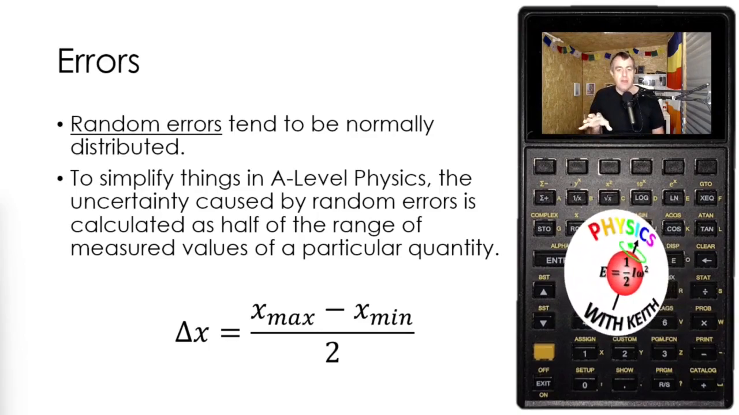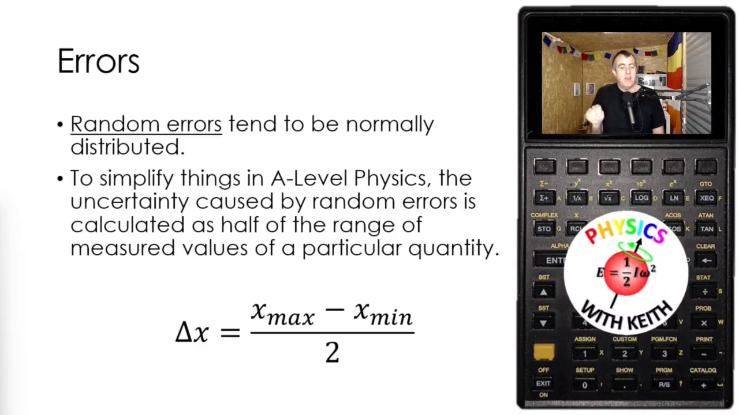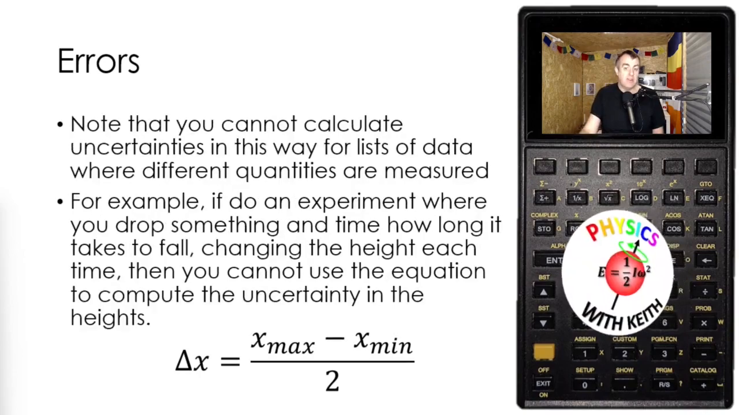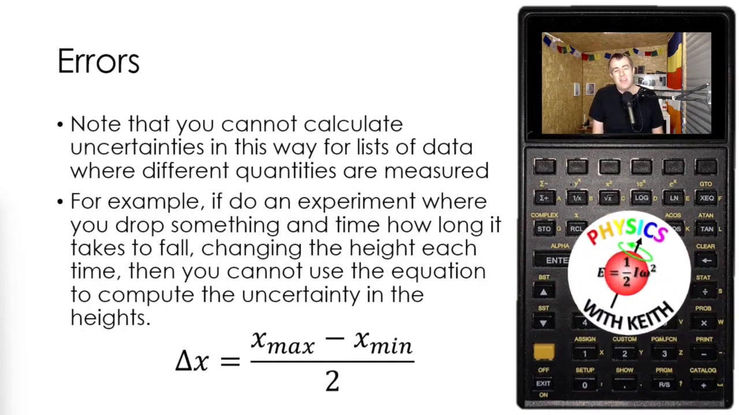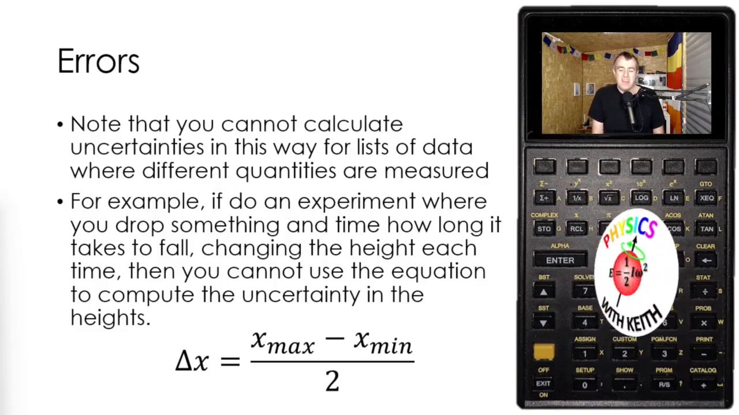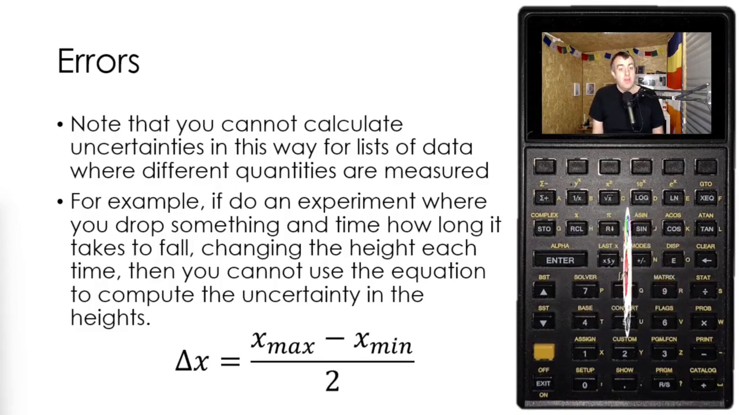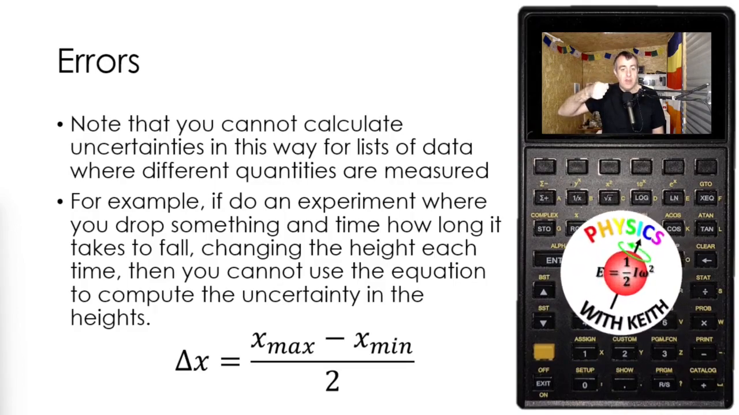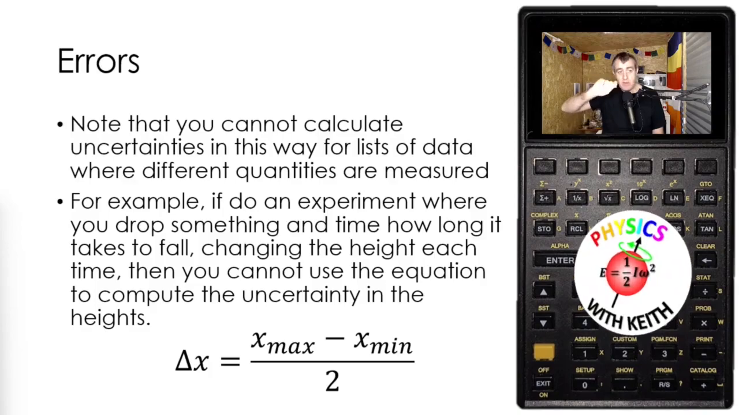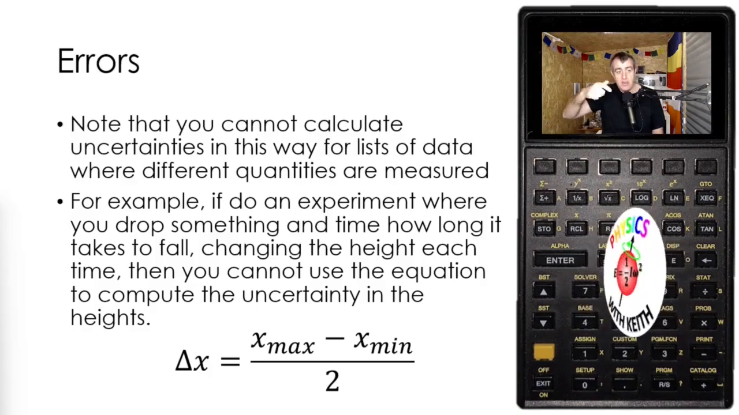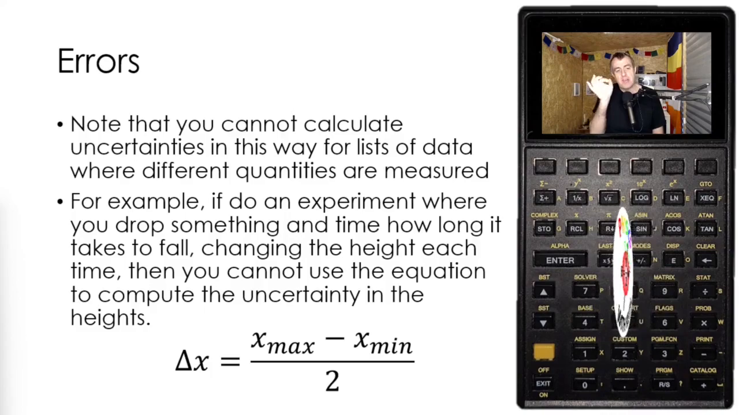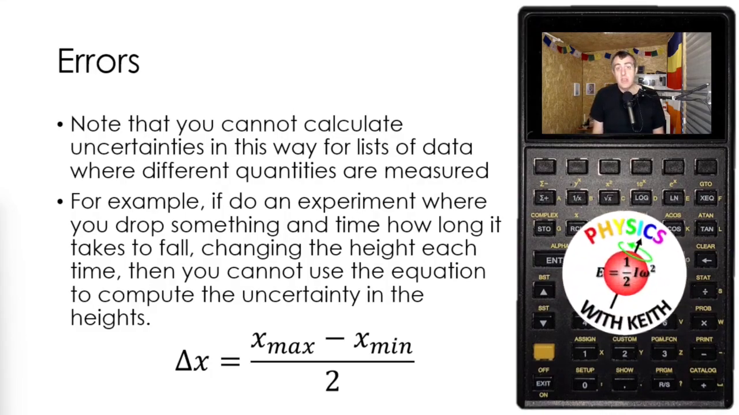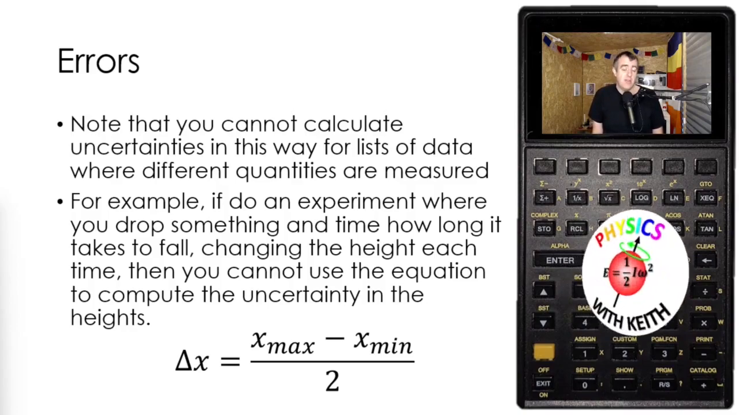Now, a little thing about that, these values have to be values of the same measurement or the same data point. You can't calculate uncertainties where there's a list. So, for example, if I am measuring different diameters of a wire, and it's the same wire, and I'm measuring different diameters at different points along the wire, and I expect it all to be the same, but I might get slightly different values, I can use this approach to measure the uncertainty in those values.